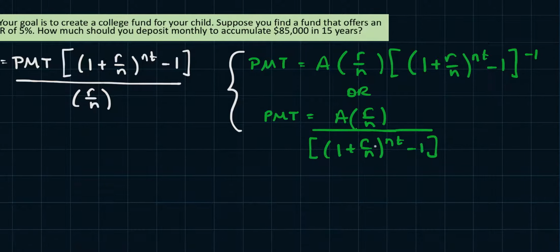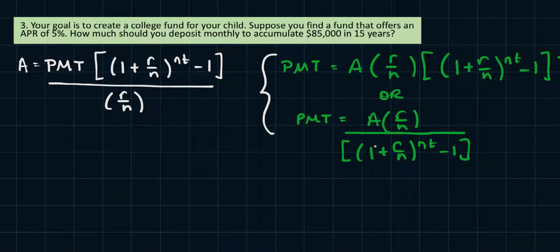So let's look at our first problem. Your goal is to create a college fund for your child. Suppose you find a fund that offers an APR of 5%. How much should you deposit monthly to accumulate $85,000 in 15 years?